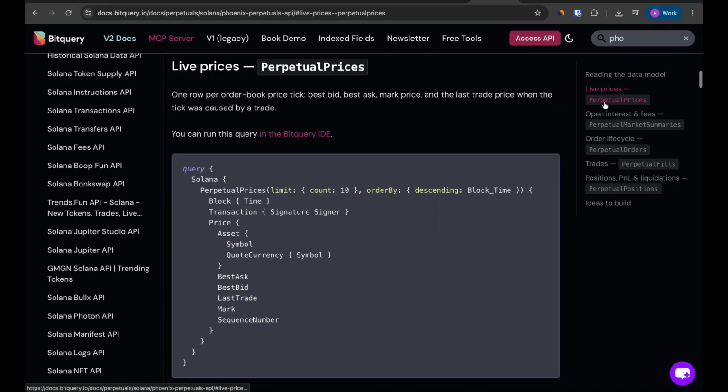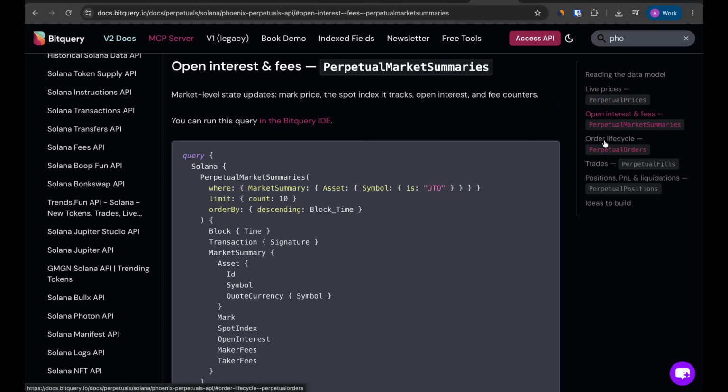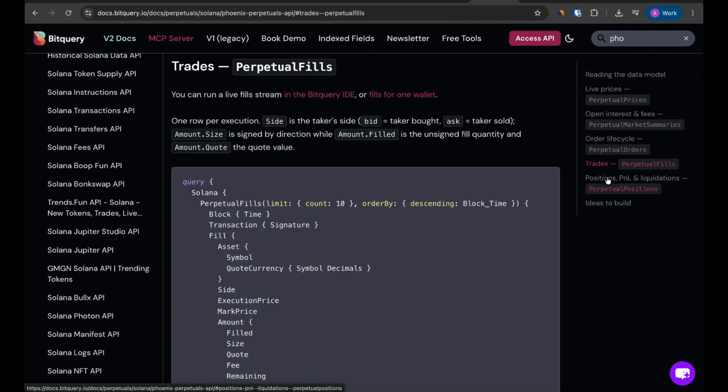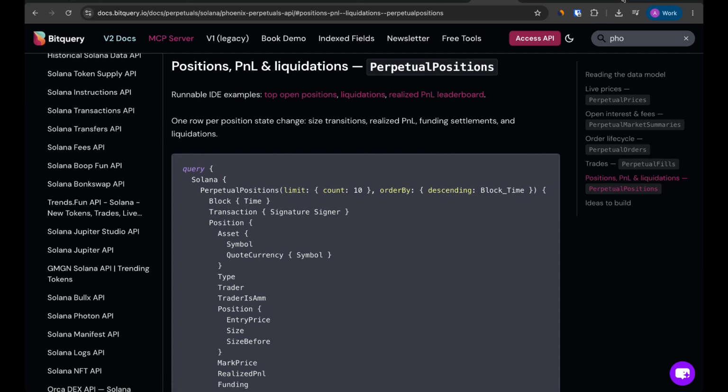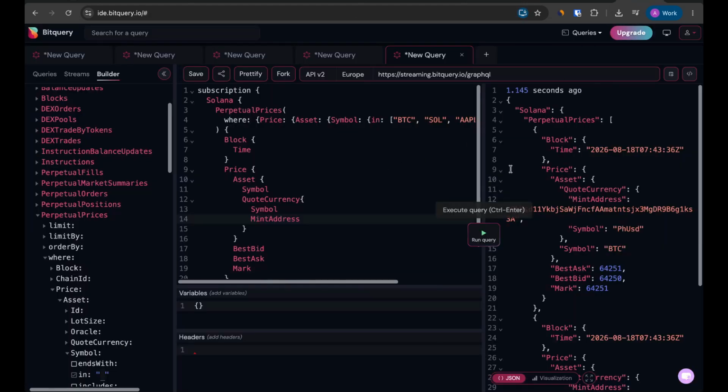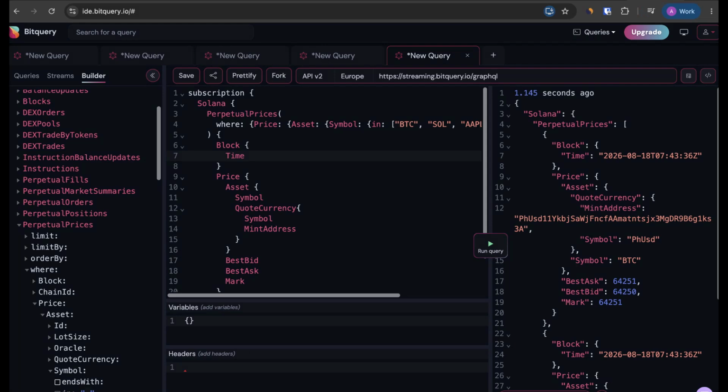Bitquery breaks Phoenix perps into 5 cubes: prices, market summaries, orders, fills, and positions. Every cube shares the same asset block. That's the market being traded. You filter by asset.symbol, like BTC, SOL, AAPL, or gold, or by the numeric asset.ID. All prices are quoted in PHUSD, Phoenix's USD stablecoin.